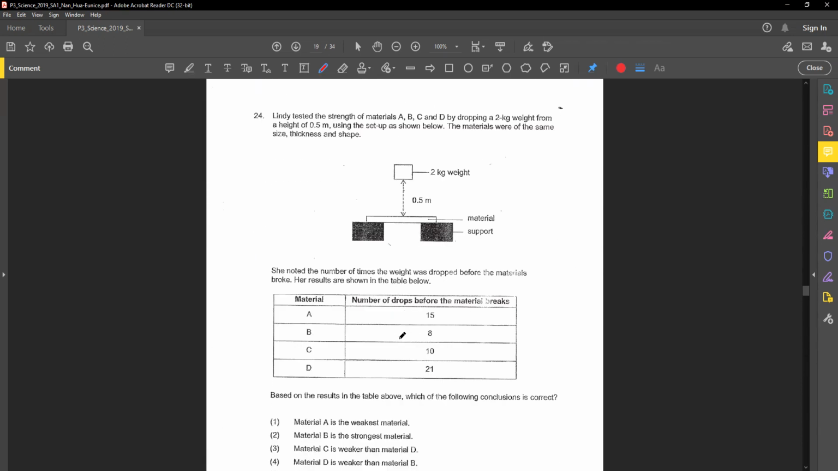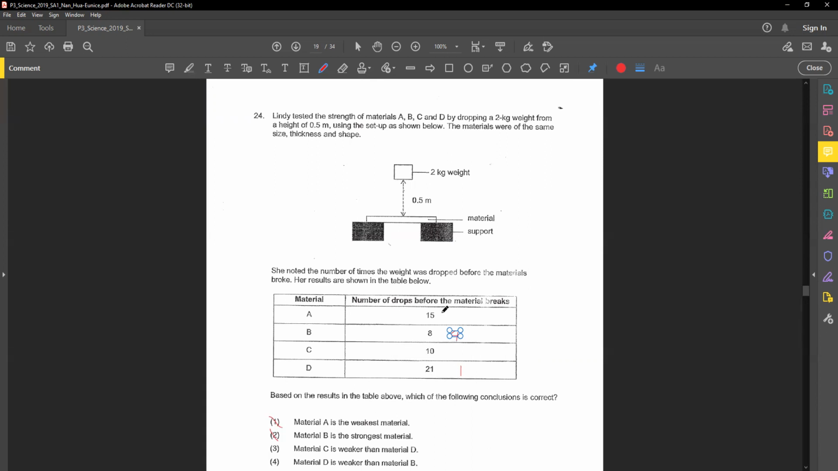Now, question 24 shows an experiment where a 2 kg weight is dropped on 4 different types of materials, A, B, C, D, to see how many drops will break the material. We know that strength is the ability to withstand heavy weights without breaking. So the strongest material will be one that can withstand the most number of drops by the weights. So looking at the table, B is the weakest with the lowest number of drops. And D is the strongest with the most number of drops. So option 1 and 2 are wrong.